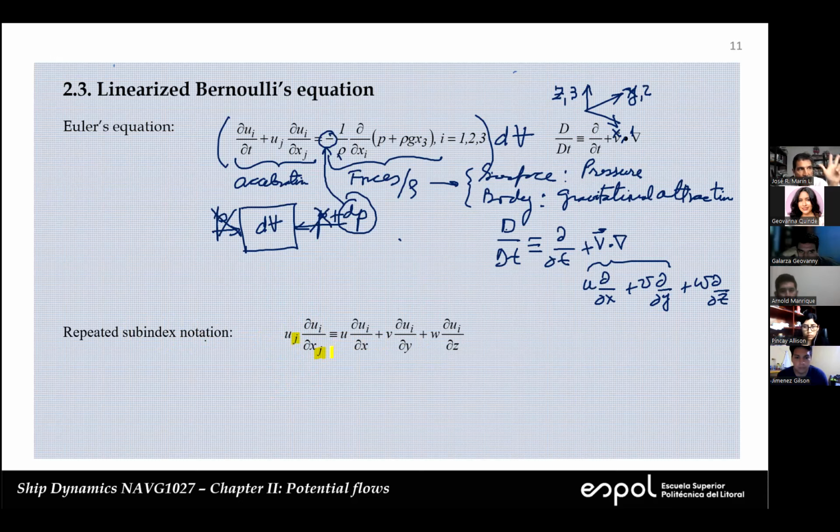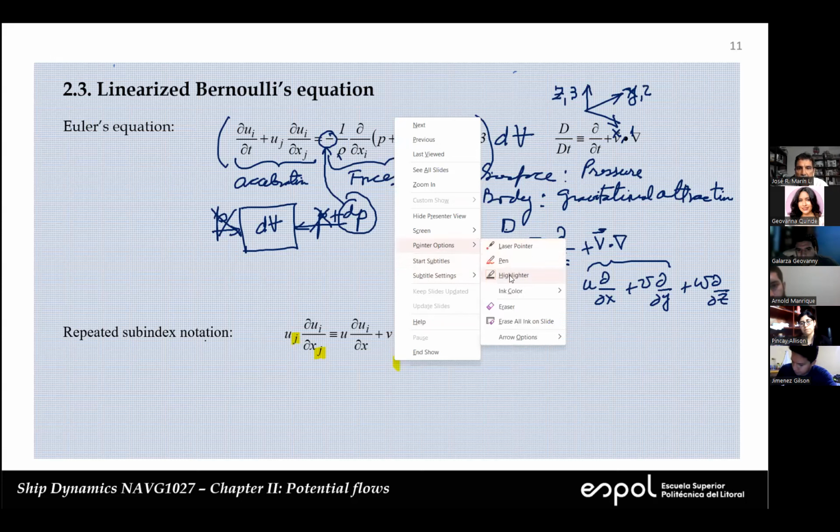In general, we're working in three directions, so J could value 1, 2, or 3. If J values 1, this is U1 and this is X1, plus J can value 2, so this is going to be U2 and this is going to be X2. U2 is the velocity in the Y direction, and we call it V. And X2 is what we said here; instead of putting X2, we said it is Y. And similarly for the third term. That's something which is very common in hydrodynamics.